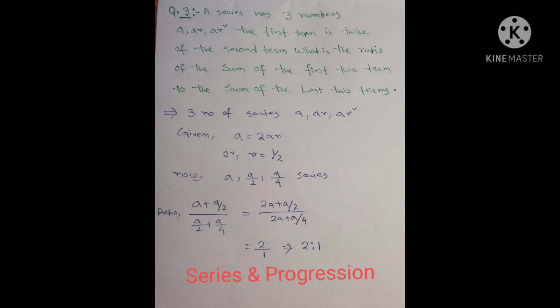Here the first term is a and the second term is a by 2. Just sum them, and as it is a ratio, we divide by the sum of the second term and third term, that is a by 2 plus a by 4. So we will get 2:1. It is a very easy question.